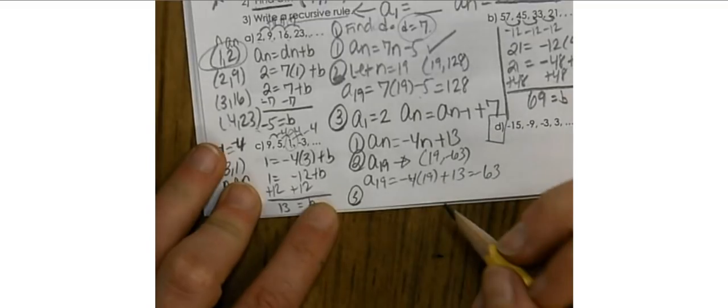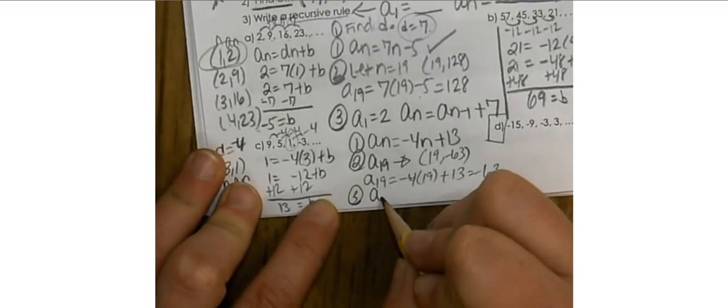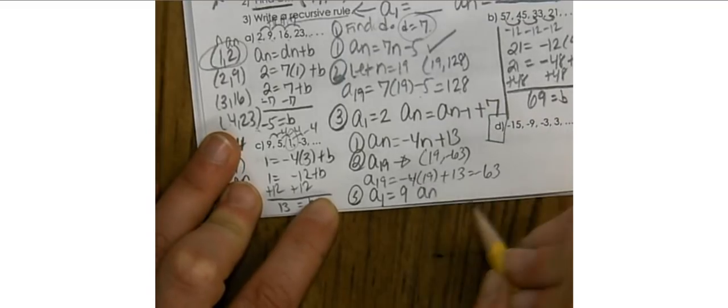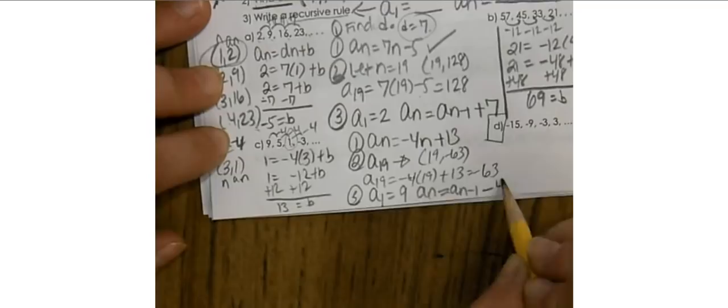So the recursive rule is a sub 1 is equal to 9, so we always state our first term, and then a sub n is equal to a sub n minus 1, that's my next term is equal to my previous term, and then my common difference was a -4, so I'm going to simply subtract 4.